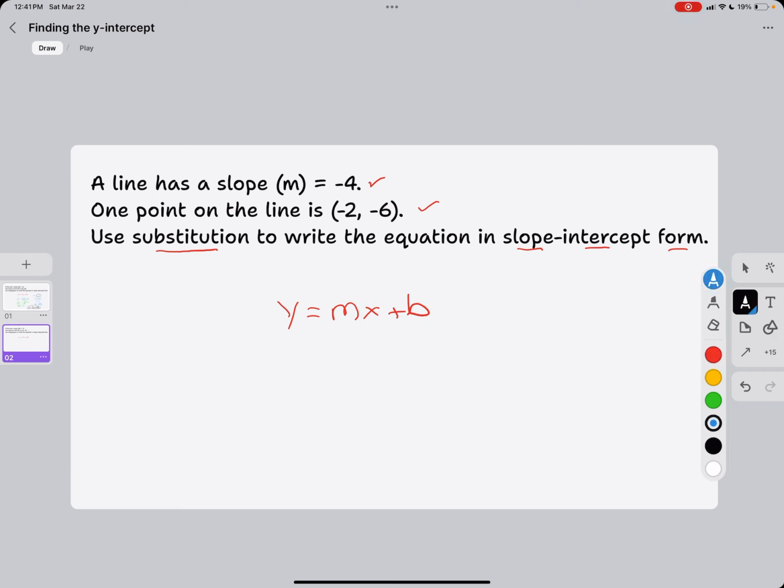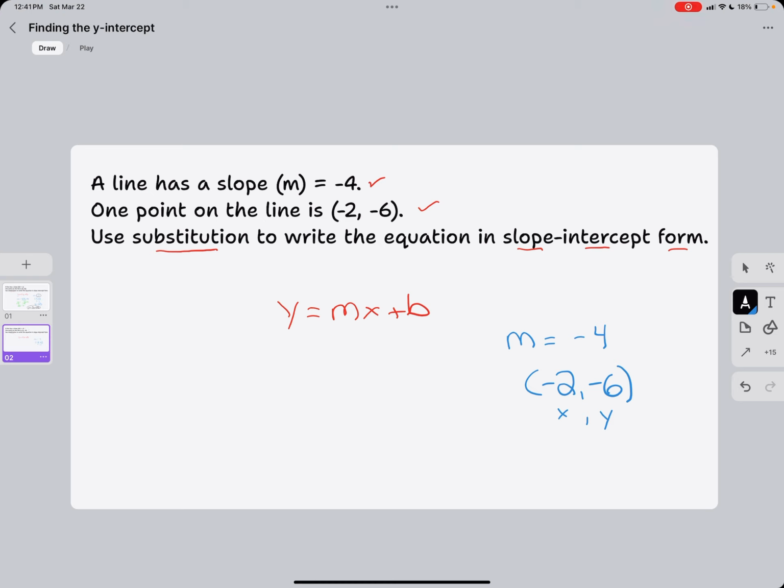Okay, I'm going to put the information on the side. The m, which is our symbol that represents slope, is -4. And our point on the line is (-2, -6). And right underneath it, I'm going to put an x, which represents the first coordinate, and a y, which represents the second coordinate. Now I'm going to use this information to substitute so we can start solving for b.